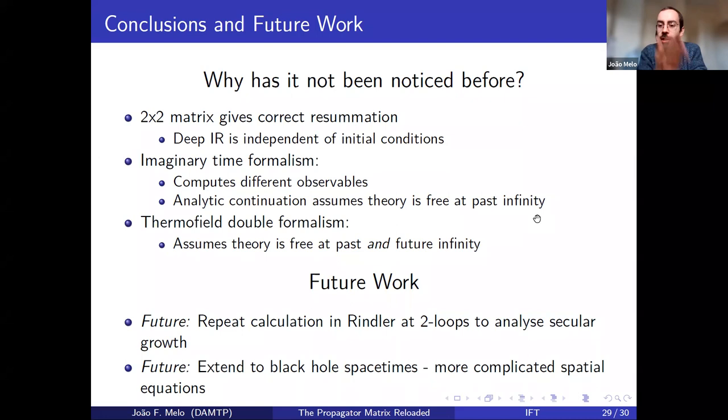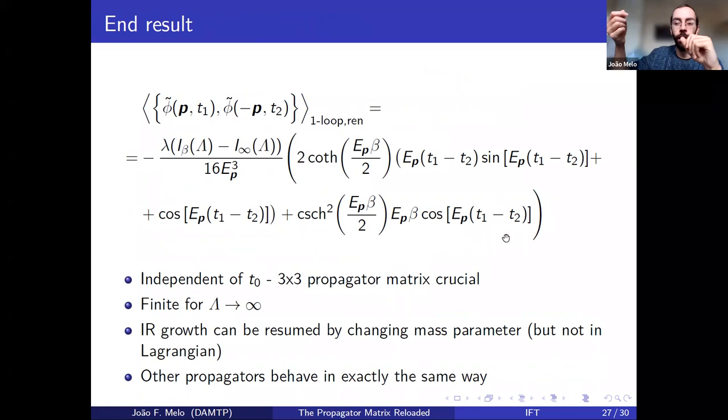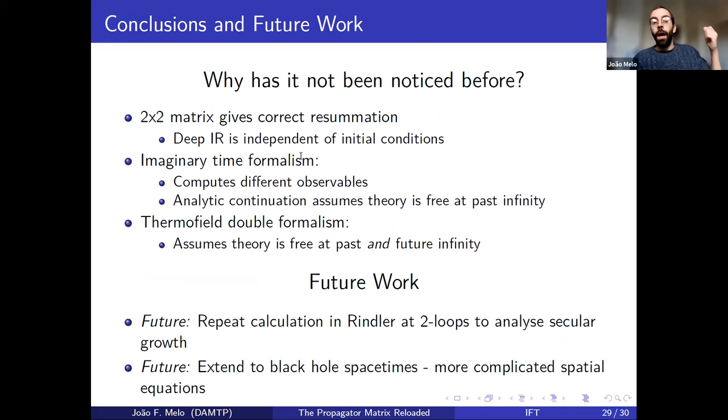The first thing is, like I said, if you take the 2x2 matrix and you put the counterterms in the interaction piece, and you never put them in the free theory, because who would do that? No one does that. Then you never see these cosh terms, you just see these two, both in the counterterms and without the counterterms. You get to the resummation, you get the cancelling of the divergences, you get the IR growth, and the resummation you find is correct. So the 2x2 matrix gives you the correct resummation.